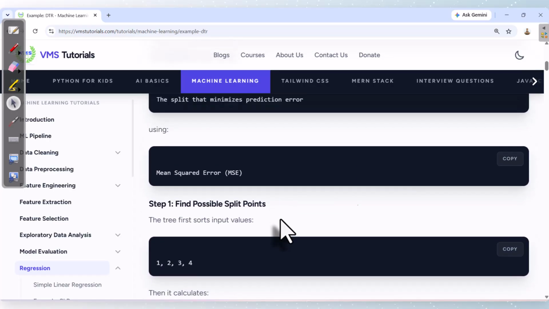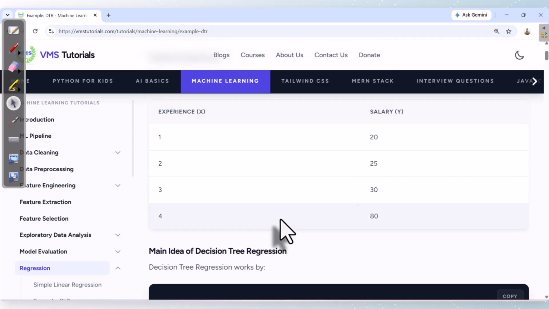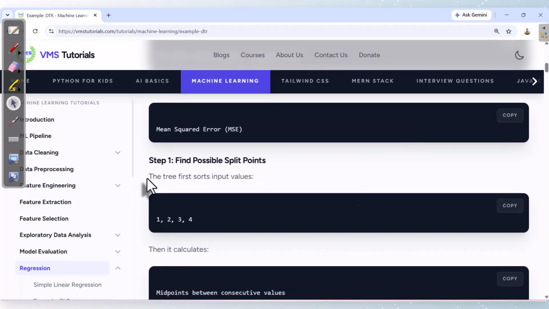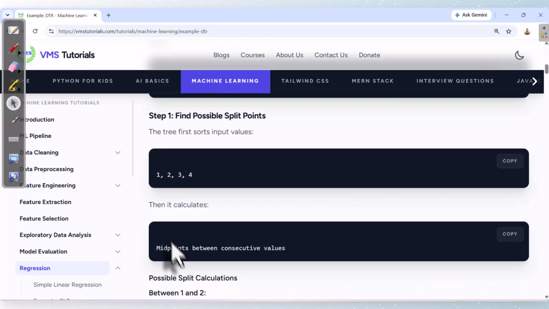Now try to understand. In this case, let me take the experience: 1, 2, 3, 4. First you have to put the values in sorted order. If you take the values in sorted order, 1, 2, 3, 4, this is the experience. First, sort the points. Then it calculates the midpoints between the consecutive values.